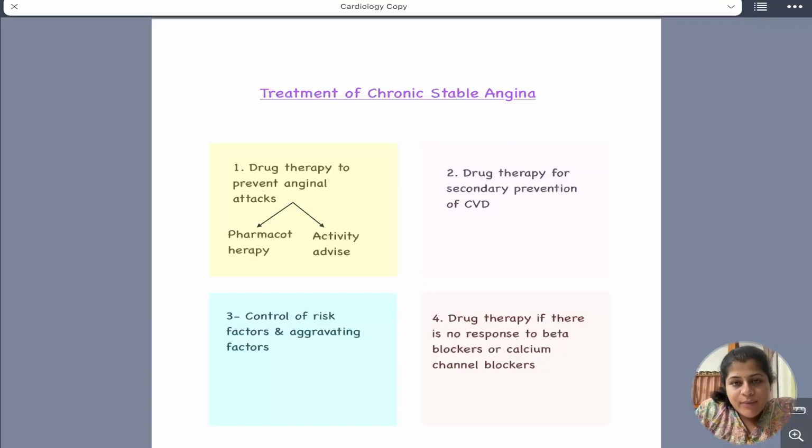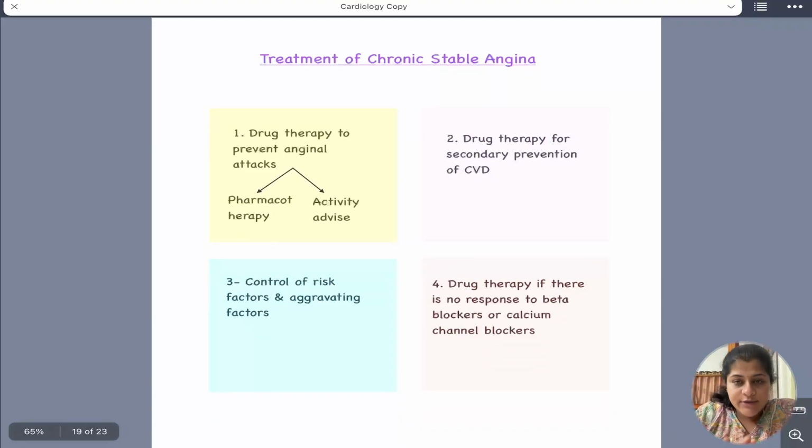So first thing, remember, not all ischemic diseases require immediate percutaneous coronary intervention or CABG. Chronic stable angina is one such entity where you will give medications first, and if the patient is not responding to medication, only then you go for PCI or CABG. So let's get started.